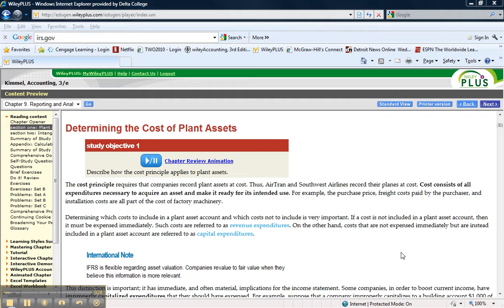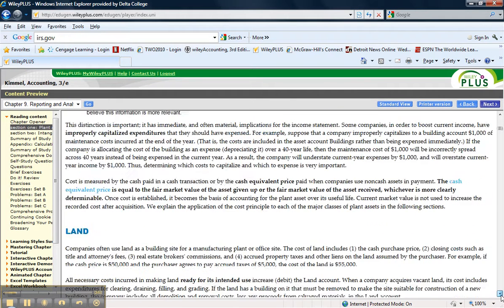Whatever you pay for an asset, a long-lived asset, that's what you record it at. And that includes all the costs associated with getting the asset into service. So if you have to transport it to your location, if you have to run tests on it, if you have to have it installed, all those costs would go into the cost of the asset before you're done recording it. So you can read through this.